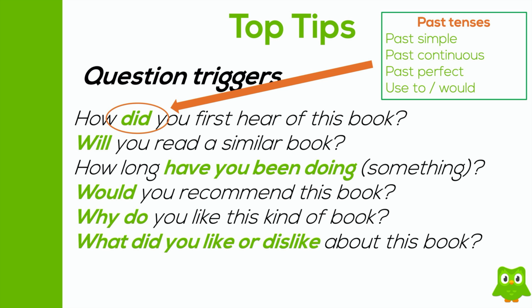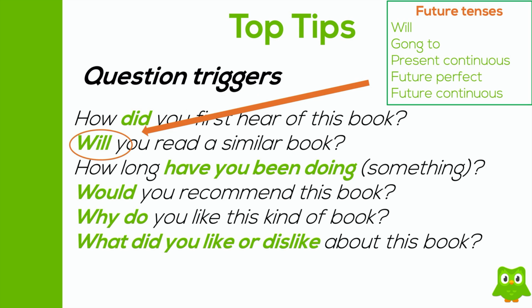The first one, how did you first hear of this book? So of course the word did is a past tense, so when you answer this question you have to respond using one of the past tenses. So the past simple, the past continuous, past perfect, used to. That one's quite straightforward.